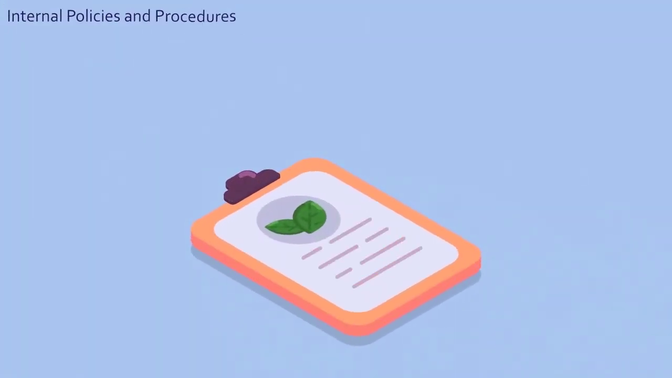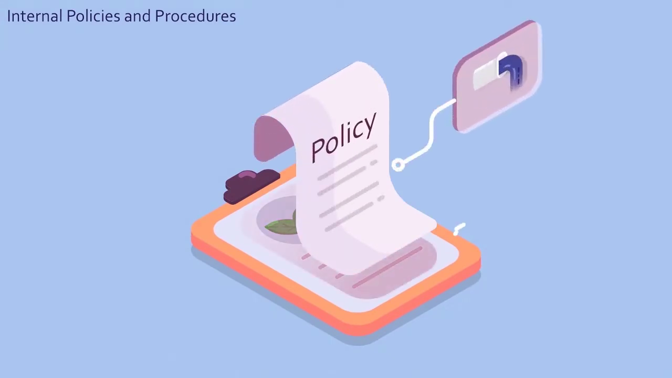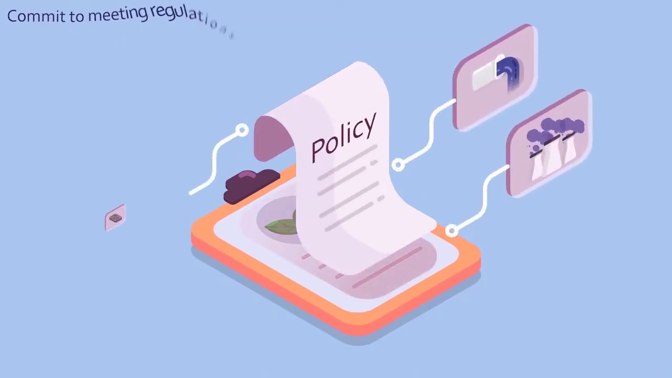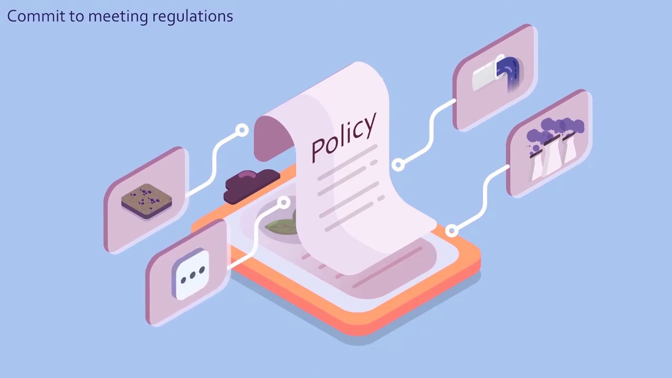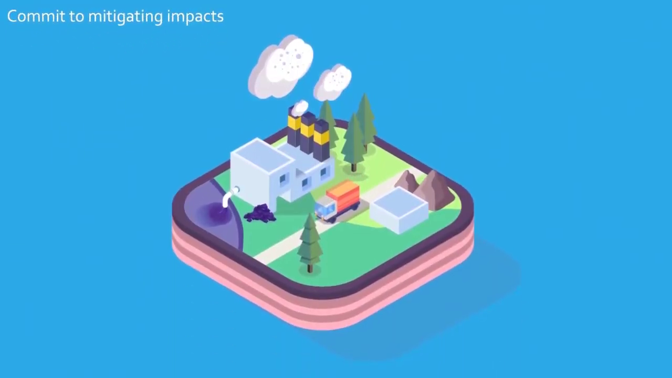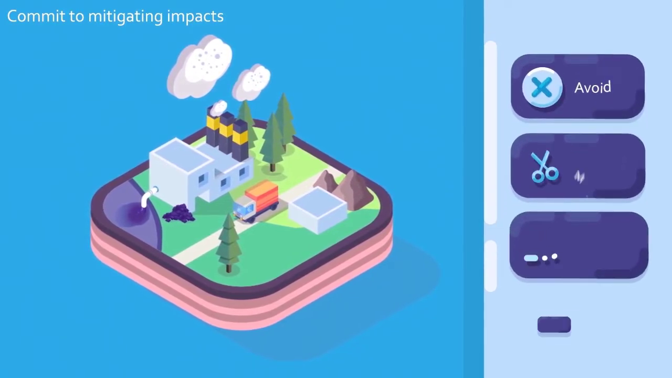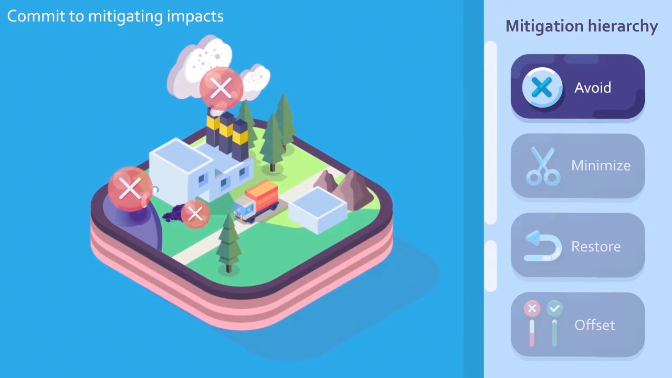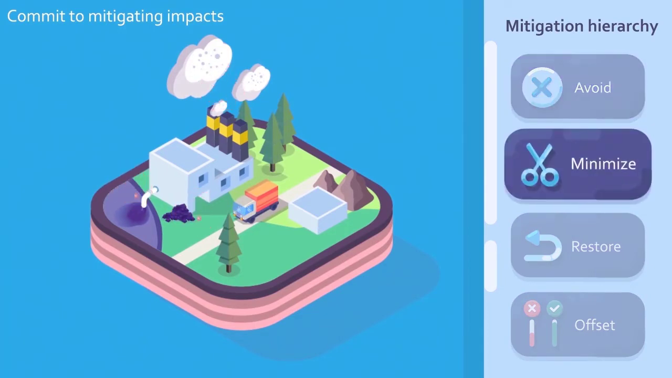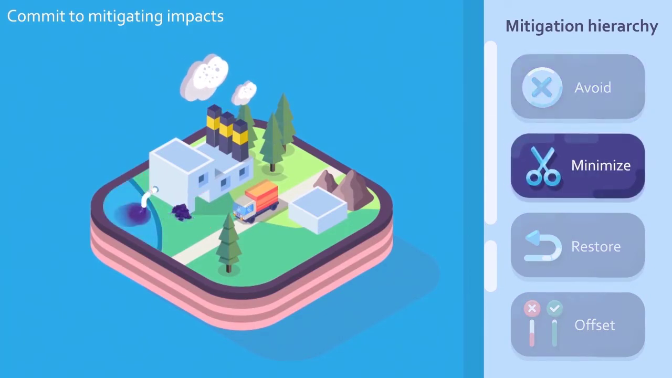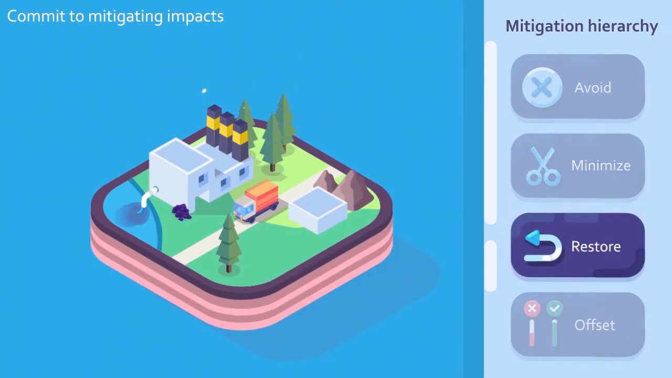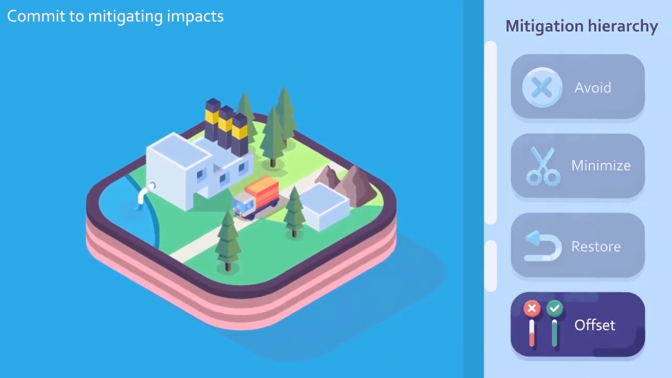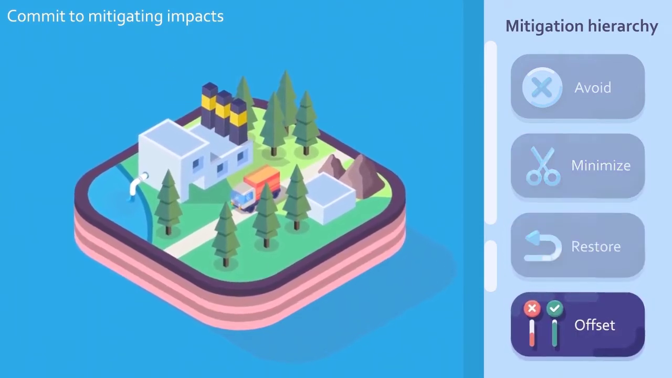First, make sure pollution is covered in your environmental policy. Your policy should commit to meeting all the regulations on pollution, and it should commit to mitigating the impacts of your pollution by following the mitigation hierarchy. It states that you aim to avoid impacts. If you cannot, then you minimize the impact. Next, restore environments affected. And finally, offset what you cannot manage.